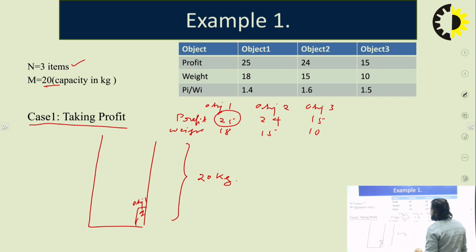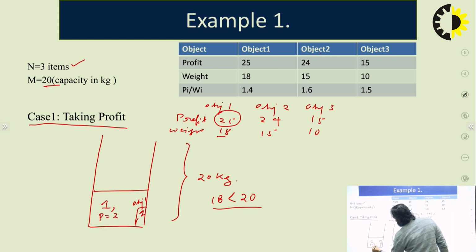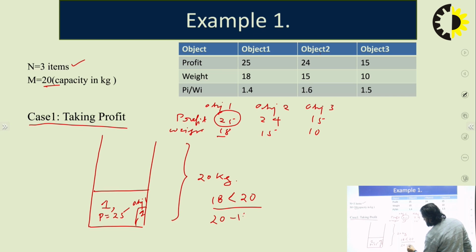Object 1. Its weight is 18, and 18 is less than 20. So the complete object will be taken in the knapsack bag. Object 1 is taken completely, with profit equal to 25. Next, the remaining capacity is 20 minus 18. The remaining capacity is 2.